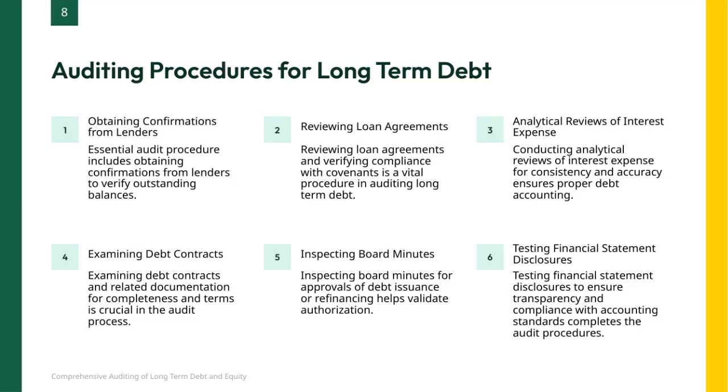When auditing long-term debt, one of the first key steps is obtaining confirmations directly from lenders. This helps us verify the outstanding balances and ensures the amounts reported are accurate. Next, we carefully review the loan agreements themselves to check for any covenants or specific terms the company must follow. This is important because non-compliance can have serious implications. We also perform analytical reviews of interest expense.